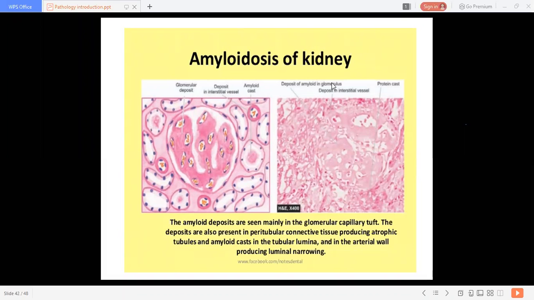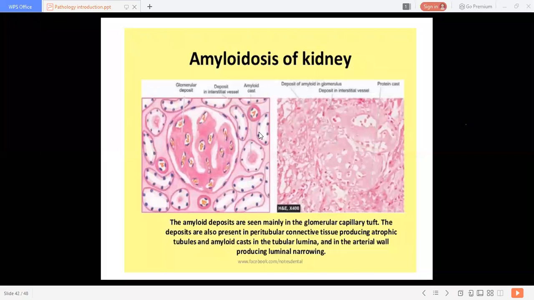Maybe the condition varies, maybe the stimulants vary. In some conditions there are chronic inflammatory conditions that are the stimulus for the formation of glycoprotein, or in some conditions there are cancerous conditions like multiple myeloma, B cell lymphoma, or cancer. So this is how the amyloid gets formed.